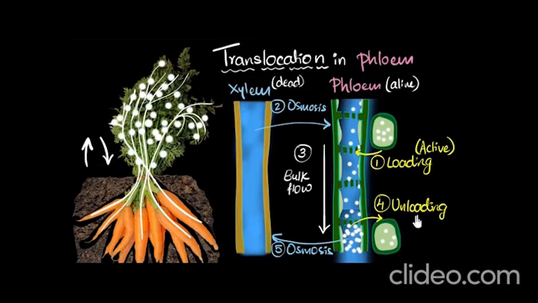And then in step 4, the sugars automatically diffuse out because outside there is less concentration, and that can now be taken up by the cell, which we'll call unloading. And then finally, the excess water drains back into the xylem because the concentration has decreased, so it goes back. And that's how translocation works in plants and trees.